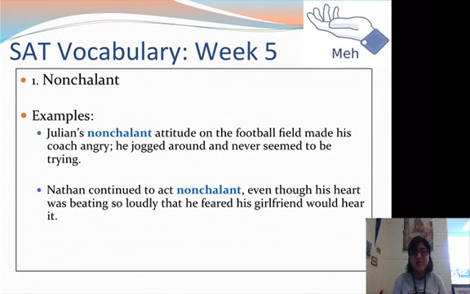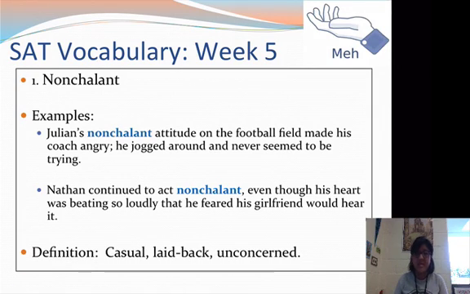Julian's nonchalant attitude on the football field made his coach angry. He jogged around and never seemed to be trying. Nathan continued to act nonchalant, even though his heart was beating so loudly that he feared his girlfriend would hear it. Write down your guess for the word nonchalant based on these 2 sentences and the photo, and when you're ready, copy this definition. Pause the video if you need to. Nonchalant means casual, laid back, or unconcerned. Once you've copied this, write your own original sentence using the word, and pause the video if you need to.